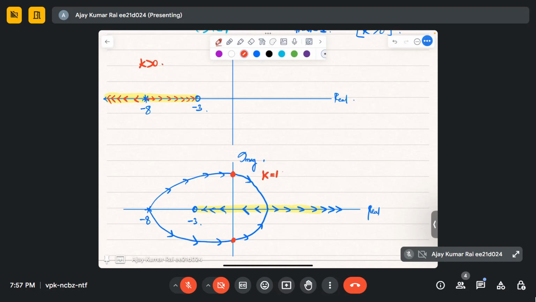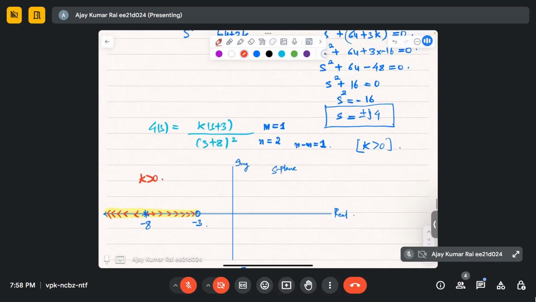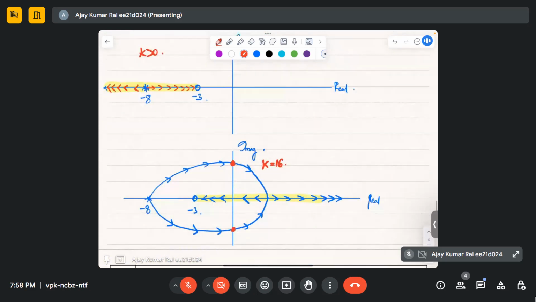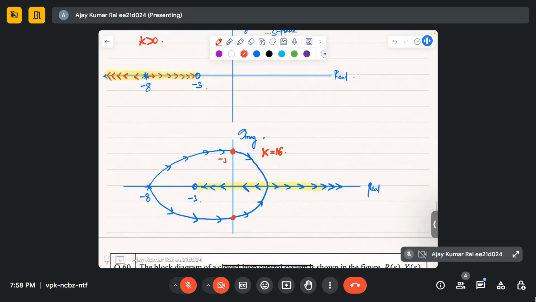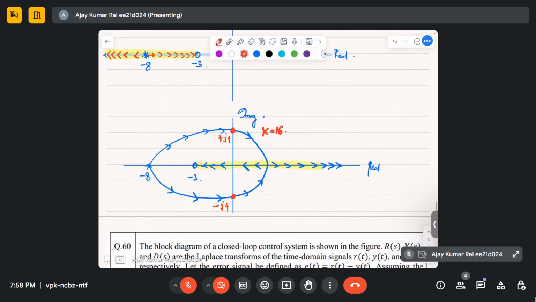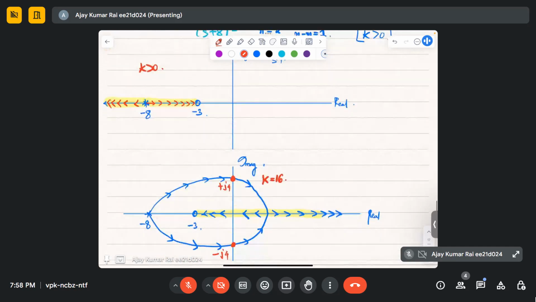K equal to 16. At this point, what is the value of S? Plus minus j omega, this is what we have calculated. This is plus j omega and this is minus j omega. You just verify whether this is something else or this thing. What I know is it should cut the imaginary axis at a point, and that point we have already calculated.